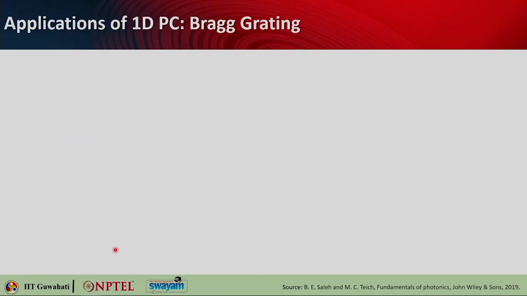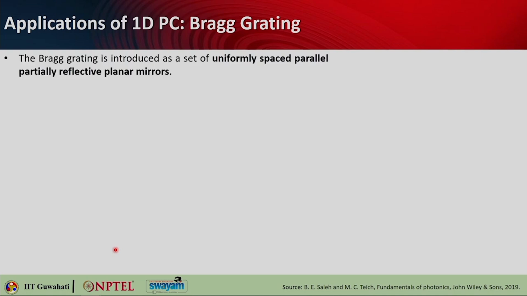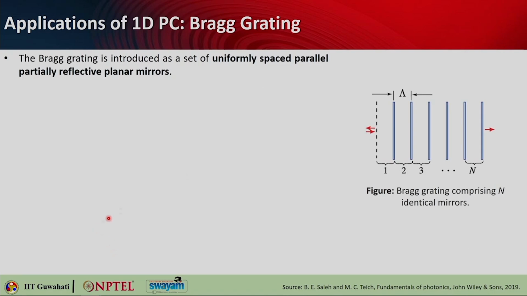So, let us look into the application of 1D photonic crystal. As I mentioned, we will study Bragg grating. So, Bragg grating is nothing but a set of uniformly spaced parallel partially reflective planar mirrors. So, you can see here, this is basically a Bragg grating. Here we are showing that there are n identical mirrors.